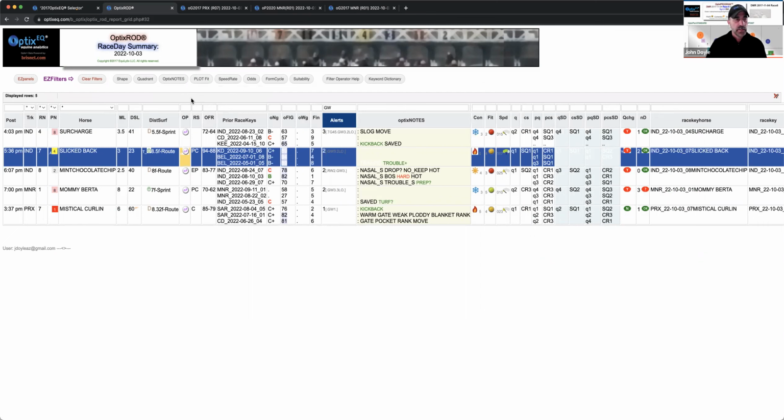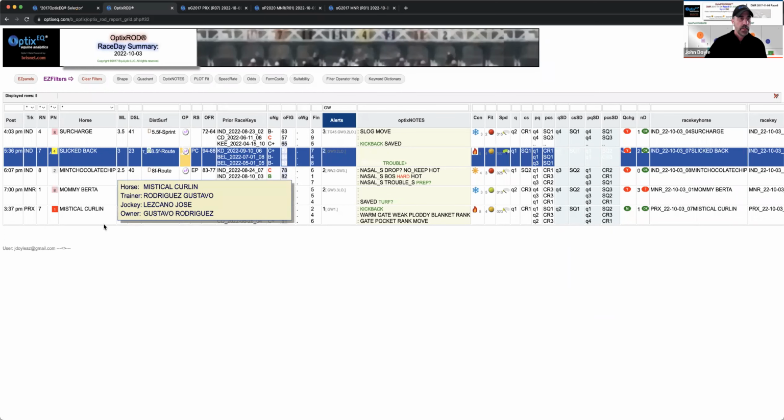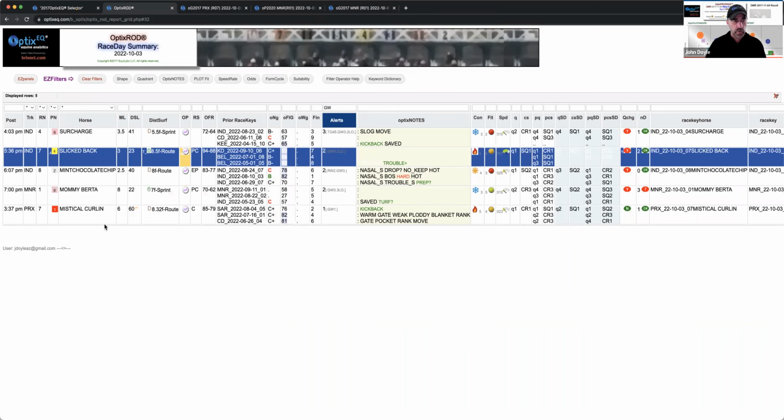So I looked at the 5 horses that are listed here, the 5 entries, and I honed in on 2 of them. One being at Parks, and that's the number 1, Mystical Curlin. That was 1 horse, and the 8, Mommy Bertha, who's running in the first race at Mountaineer today on the turf, sprinting on the turf.